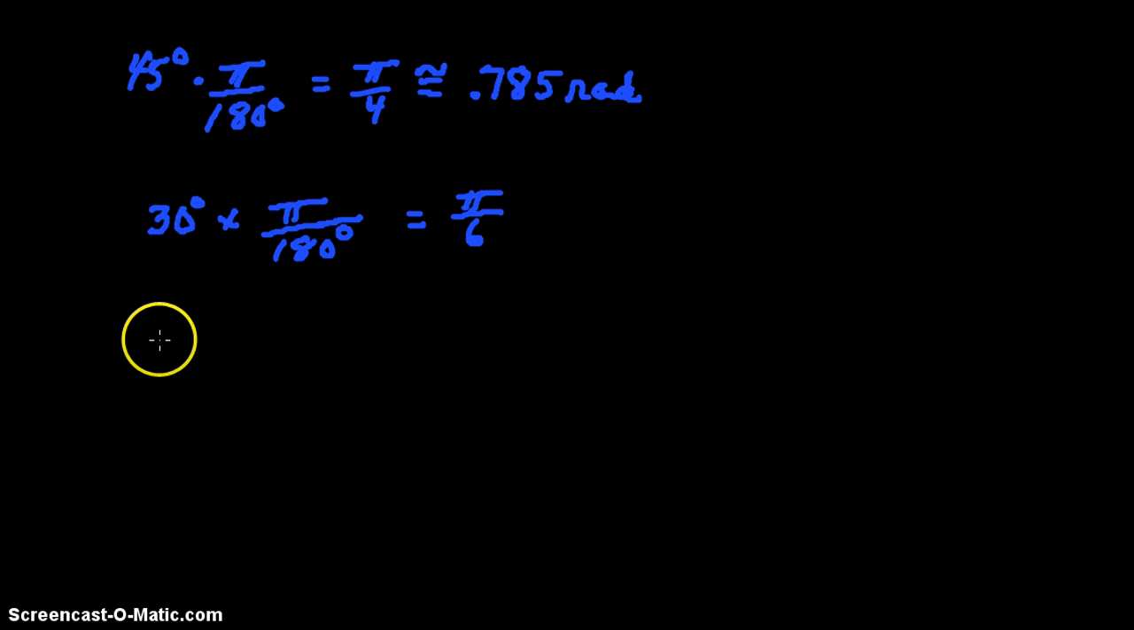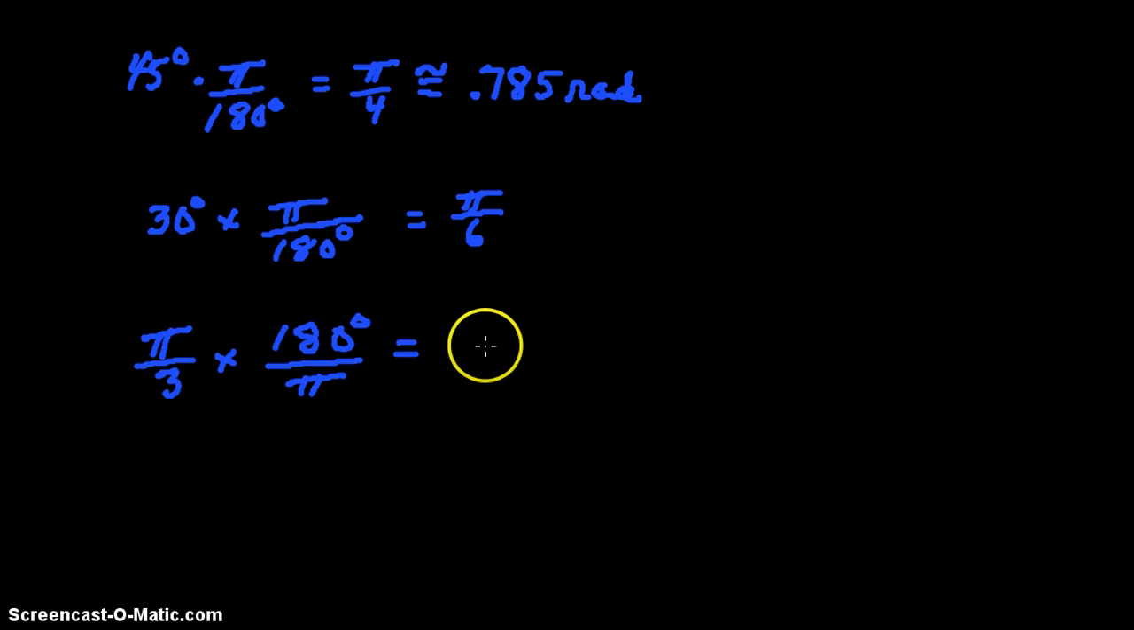Okay, just one more. Say you had pi over 6 radians. Or let's change it to pi over 3 radians. So you want to end up with degrees, so you put the degrees on the top and put the pi on the bottom, in the denominator. So here you get 60 degrees, right? So pi over 3 radians is 60 degrees.